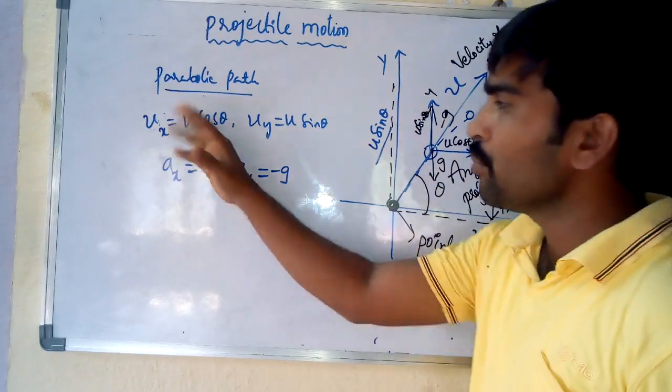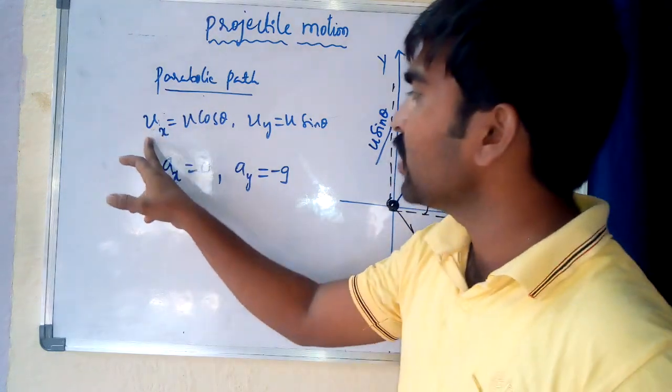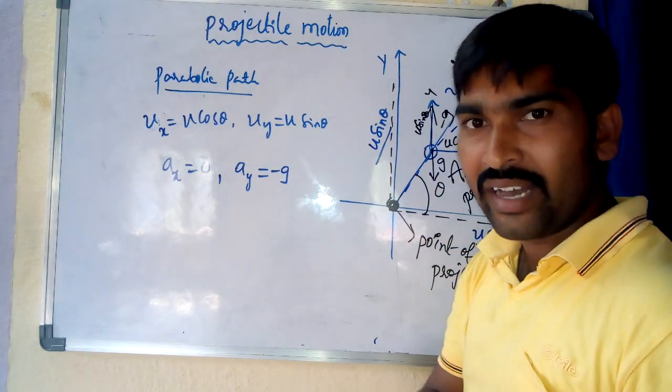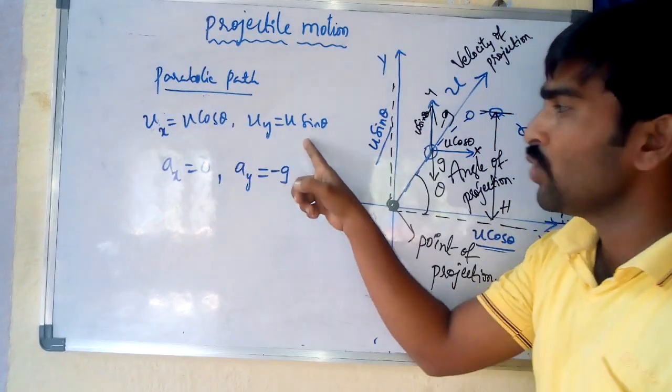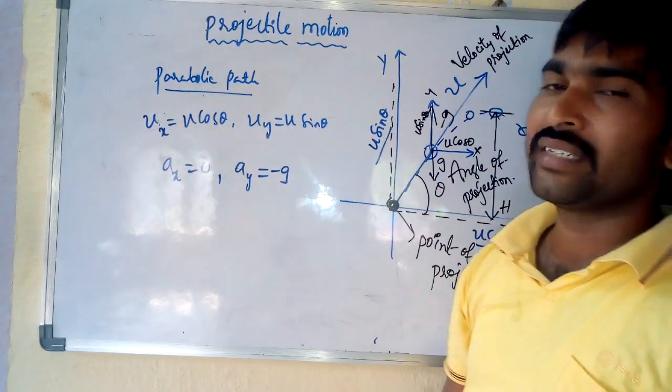It is very important. When you are taking along the x direction, the velocity value ux is equal to u cos theta. Along the y direction, uy is equal to u sin theta. These are the values we are getting in projectile motion.